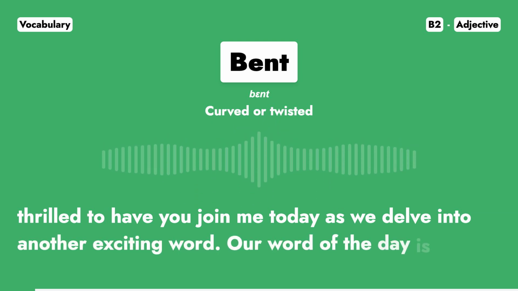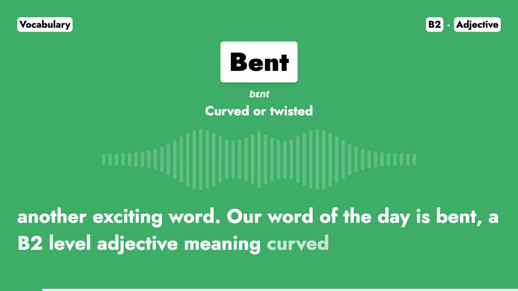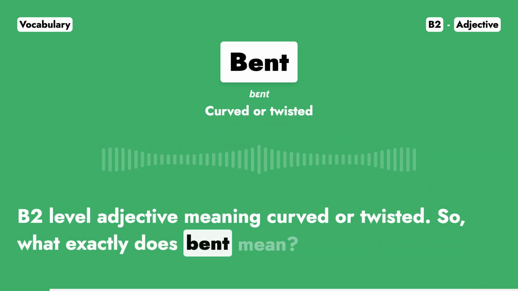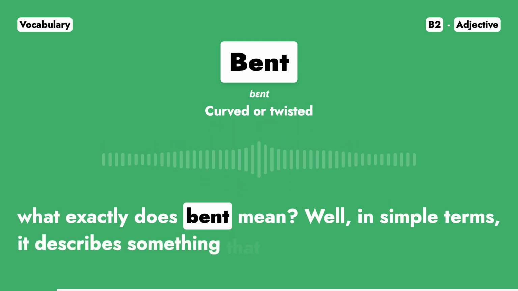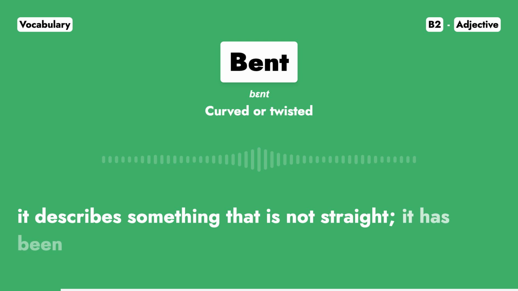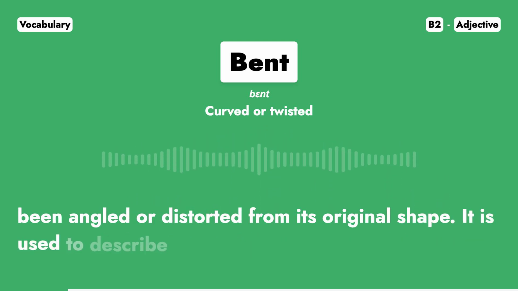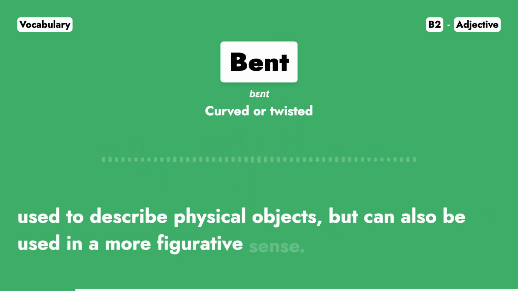Our word of the day is bent, a B2 level adjective meaning curved or twisted. So, what exactly does bent mean? Well, in simple terms, it describes something that is not straight. It has been angled or distorted from its original shape. It is used to describe physical objects, but can also be used in a more figurative sense.